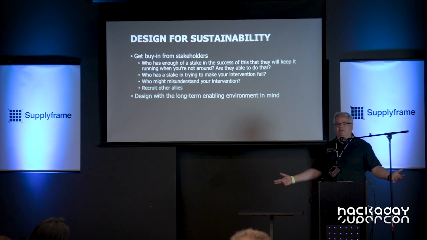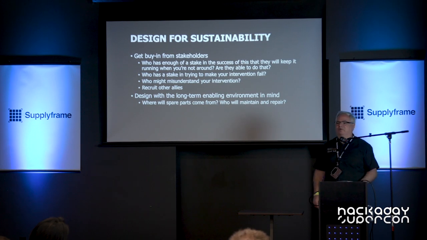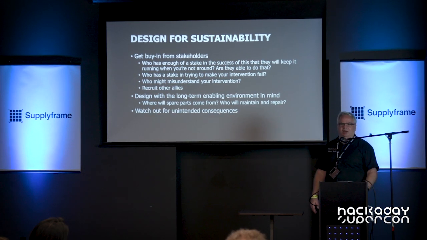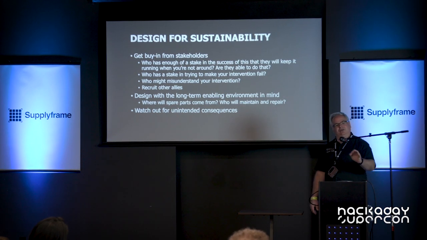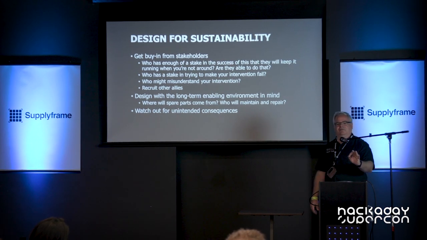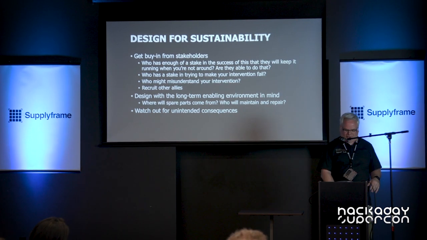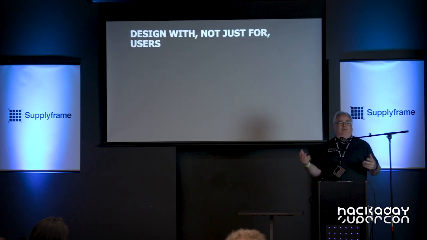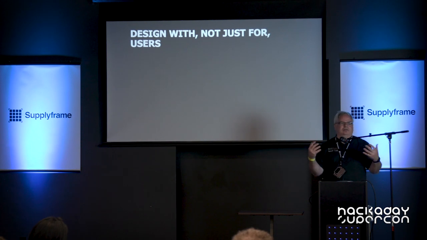So this is probably obvious, but design with the long-term enabling environment in mind. You need to be thinking about where spare parts are going to come from, who's going to be repairing this thing, because stuff breaks. That's just what stuff does. And watch out for unintended consequences. There's always the consequences that you're planning for, that you're designed for, and then other stuff happens, and you need to kind of try to anticipate that as well as you can, so you can take account of that in your design.